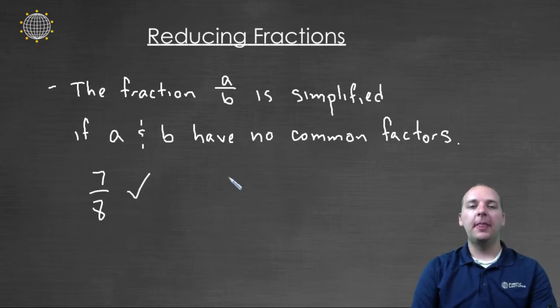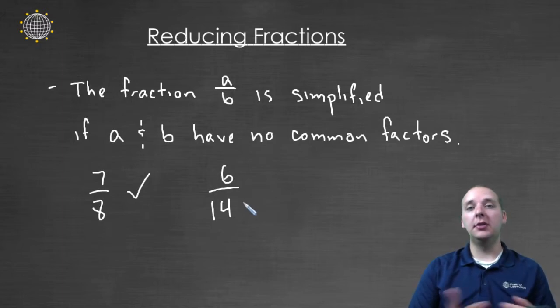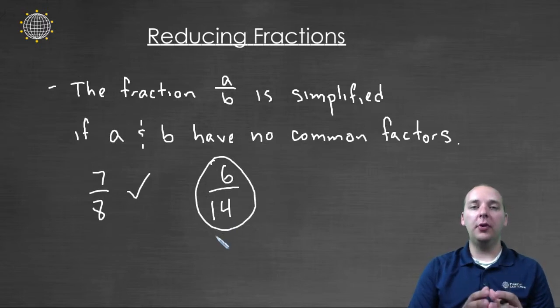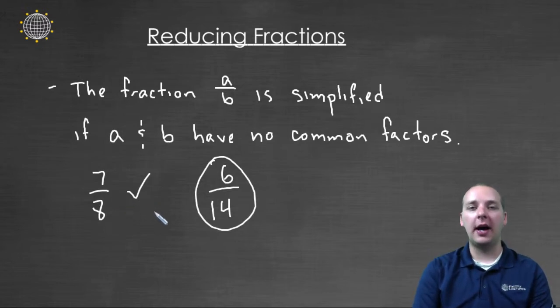Now, on the other hand, if you had something like 6 over 14, well then 6 is 2 times 3, but 14 is 2 times 7. And so they do have a common factor. So this is not what we call simplified. Ideally, we would really prefer to leave all of the fractions that we're working with in any algebra problem in a simplified form. Very rarely would we want to write a fraction like 6 over 14. We'd rather write fractions that are simplified like 7 over 8 or 3 over 5 or things like that.